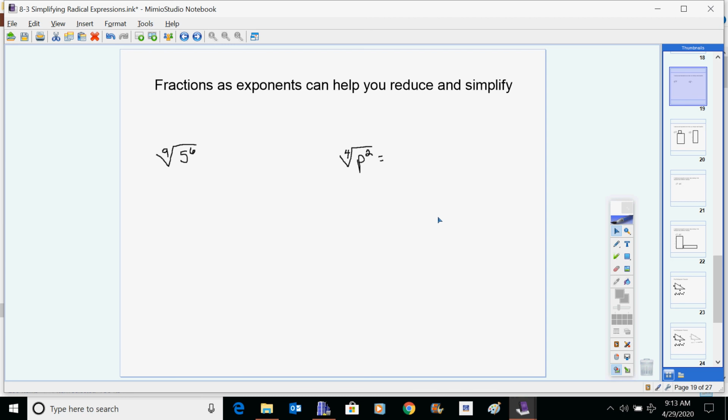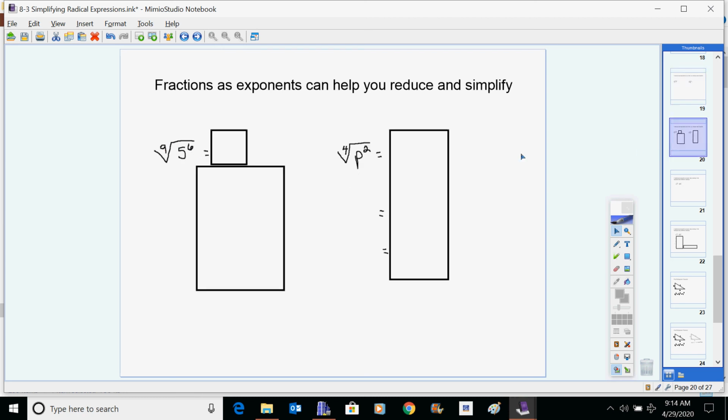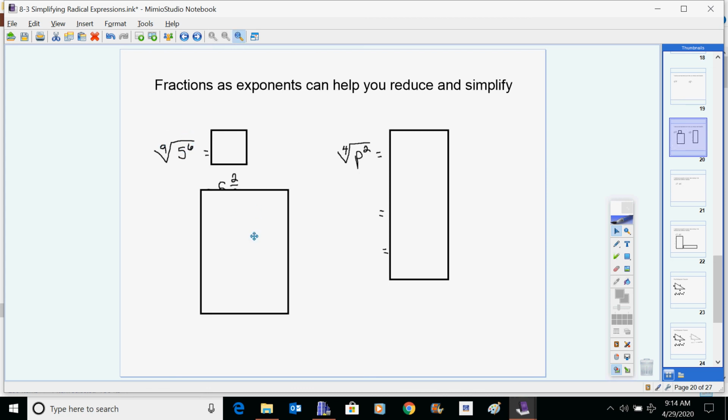Now, sometimes you have things that look unsimplifiable, but if you use fractions as exponents, you can simplify, especially if you notice there's a common factor between your exponent and your index. It almost looks simplified because you have a 5 to a power, and the power is smaller than the index. Looks good. But let's see what happens if you rewrite it as a fraction. Exponent over index.